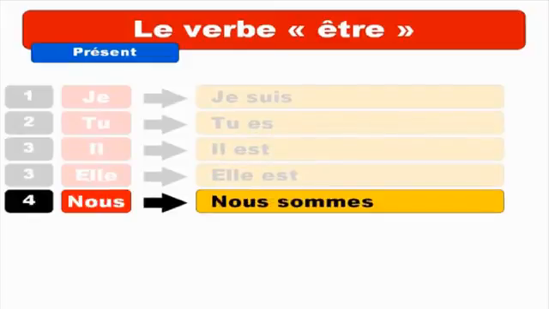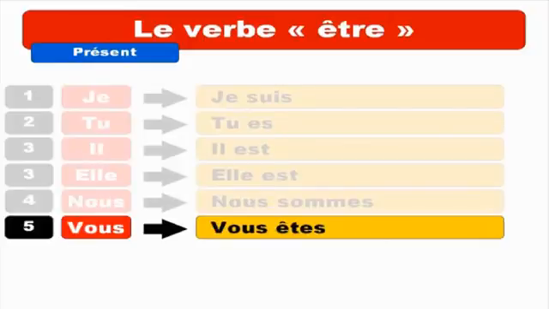Then for nous, you've got nous sommes. Okay, final S is not pronounced. Nous sommes. Repeat. Nous sommes. The form for vous, vous êtes. So this is the first, just to notice the sound, and after that you should do the liaison. So this small link between the S and the E, so you get vous êtes. Repeat. Vous êtes. Okay, final S not pronounced.